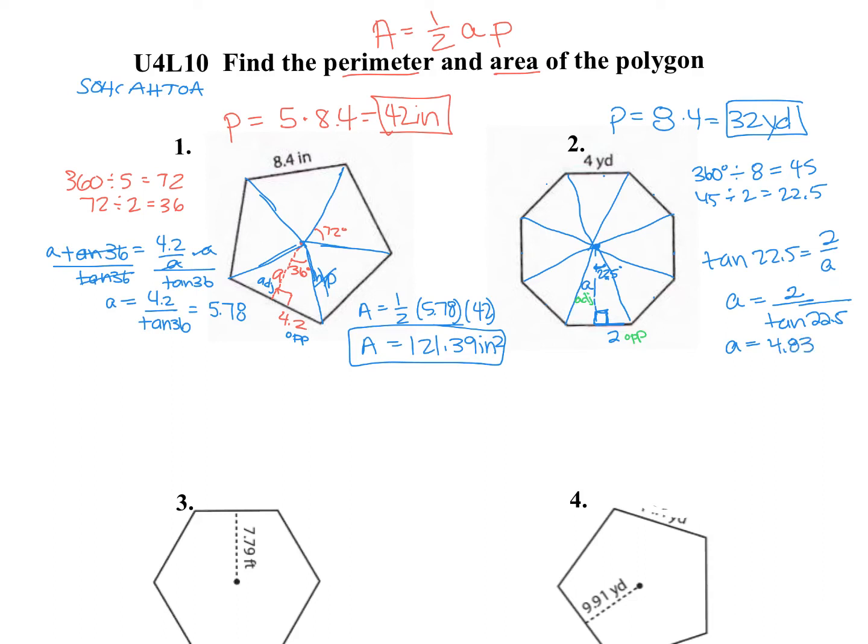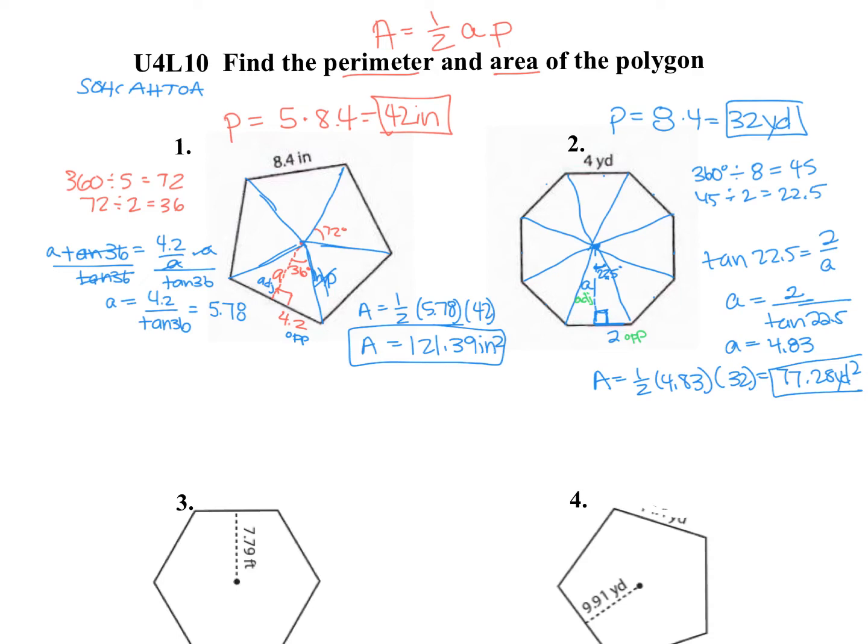So now I have my perimeter, I have my apothem. I can calculate the area of this octagon. The area equals 1/2, 4.83 my apothem, times my perimeter of 32. When I multiply those together, I get 77.28 yards squared.